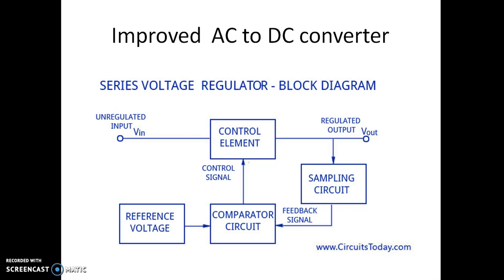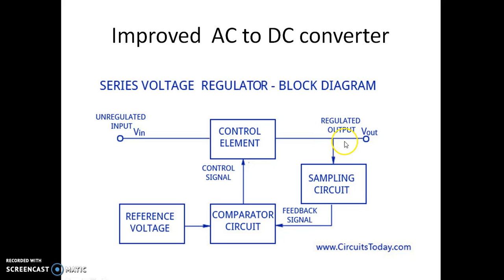Let us see an improved AC to DC converter. So this is a block diagram of the voltage series regulator. Here we have a control element. This is the output voltage. This output voltage will be sampled here, and it is compared with the reference voltage. If the regulated voltage is not equal to the reference voltage, then this will give some control signal to this control element, which will make the output voltage equal to the desired value.